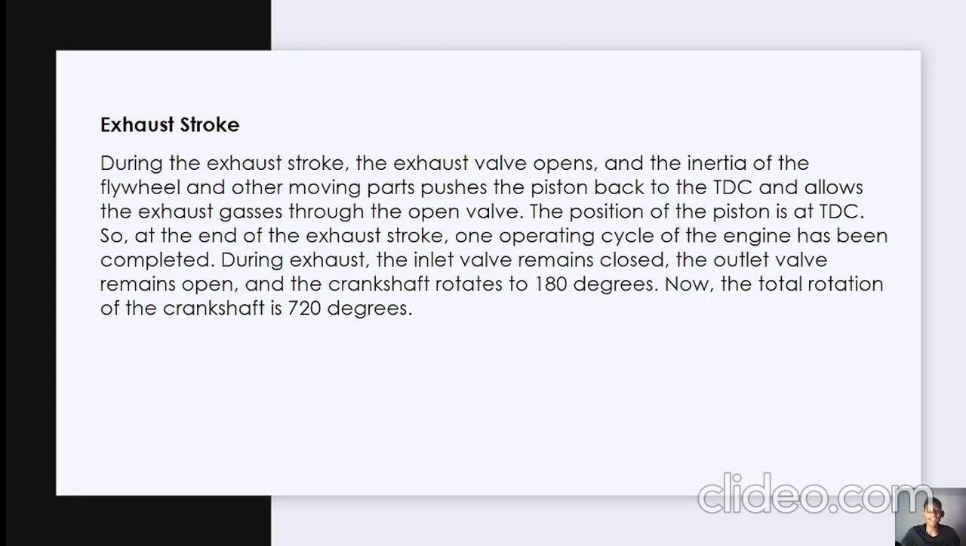So at the end of the exhaust stroke, one operating cycle of engine has been completed. During exhaust, inlet valve remains closed, the outlet valve remains open, and the crankshaft rotates 180 degrees. Now the total rotation of crankshaft is 720 degrees. This is all you have to explain in writing four-stroke petrol engine.